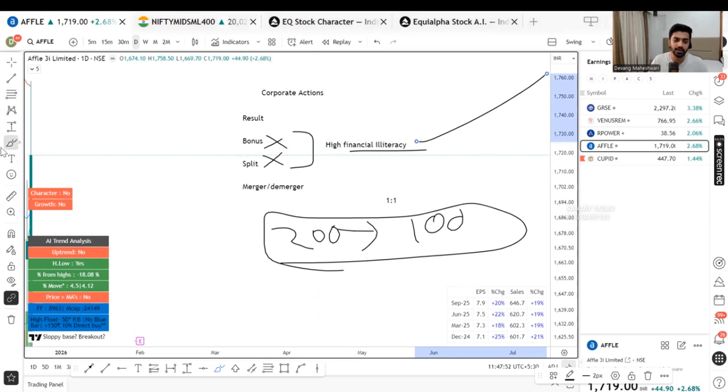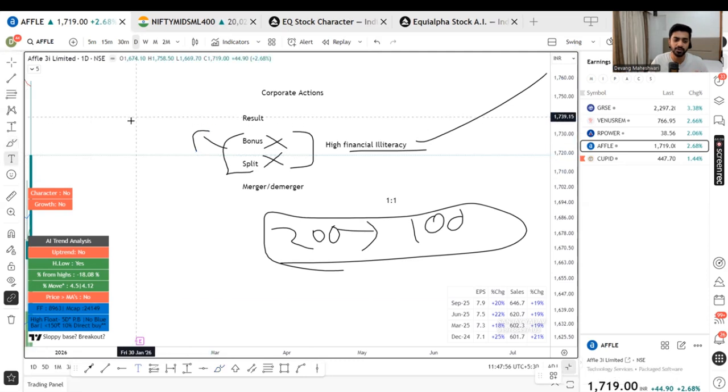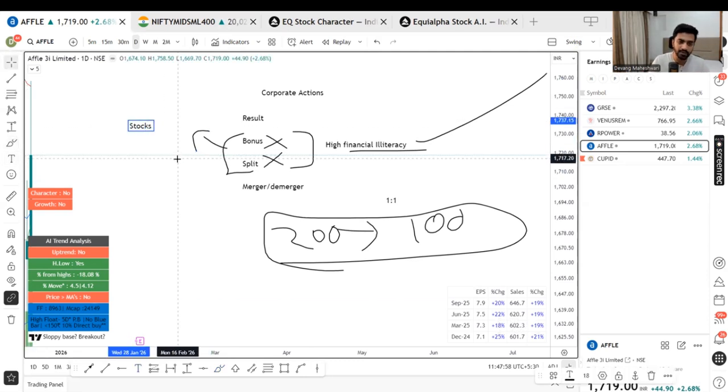Bonus and split, it has no use. It only impacts the stock's liquidity. The number of shares increases, so more people can participate, that's it. It doesn't make the company's future good. What will the company sell after 5 months? How much sale will the company do in that month? How can that be determined by the company giving bonus today?